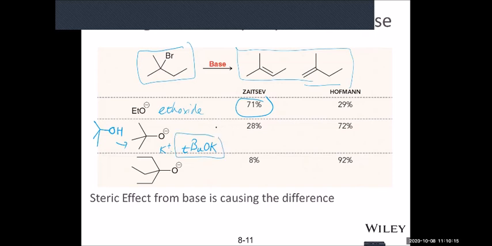This one, over time, we need to remember. This is what we need to know. Because t-BuOK give you very interesting results compared with a normal base. Because t-BuOK, this base, give you the major product as a Hofmann elimination. Okay.